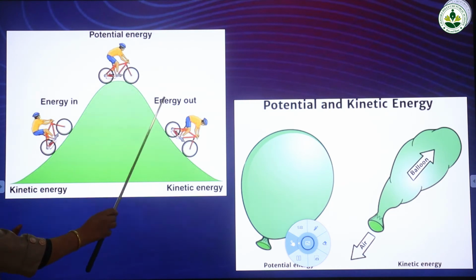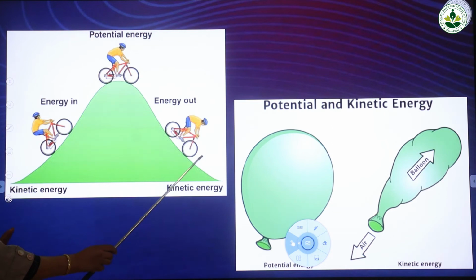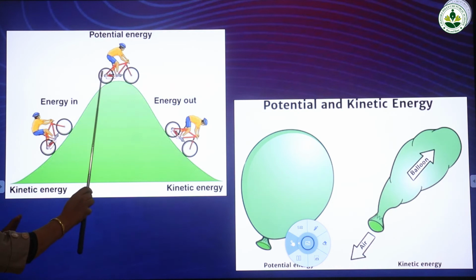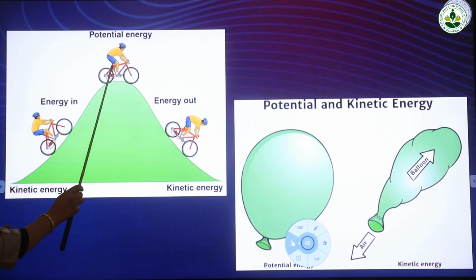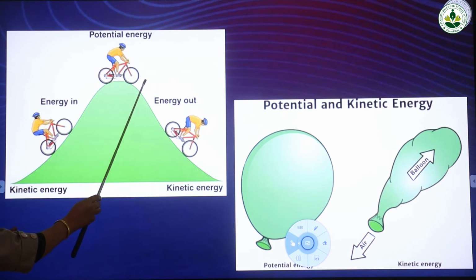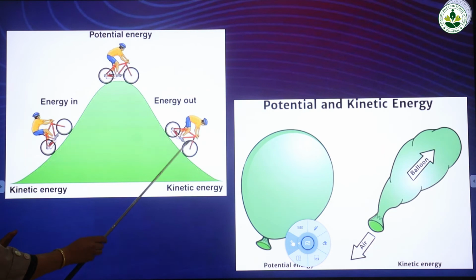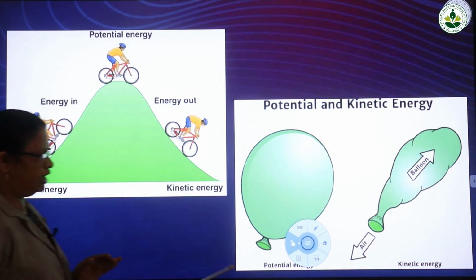Again it starts to move, comes down, it has kinetic energy. The potential energy is converted into kinetic energy. Here the cycle is going up, the kinetic energy is converted into potential energy when he reaches the top. And again it is coming down, at that time the cycle and the man are in motion, and the potential energy is converted into kinetic energy.